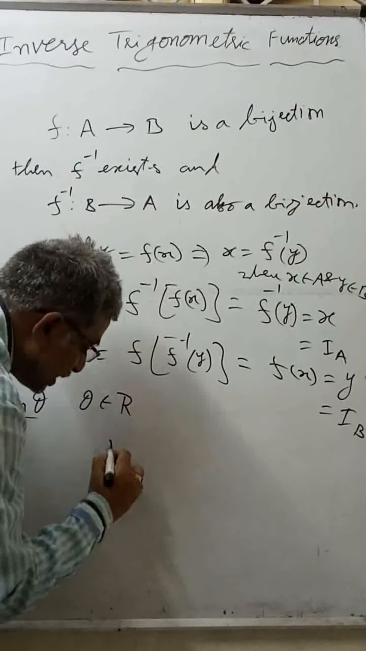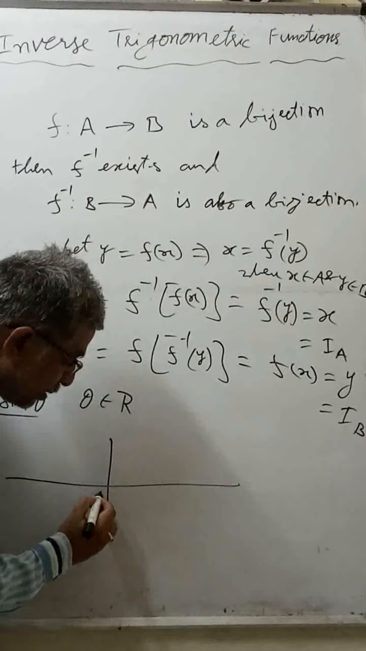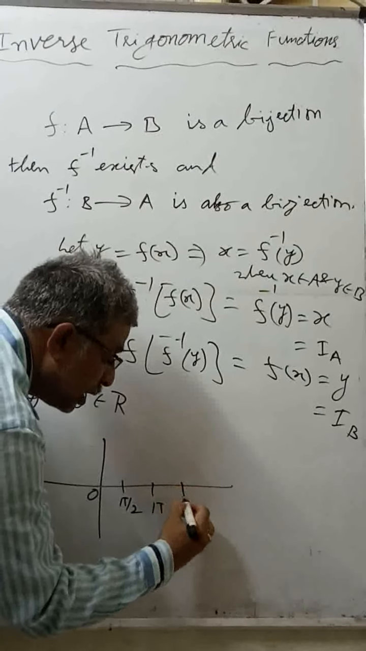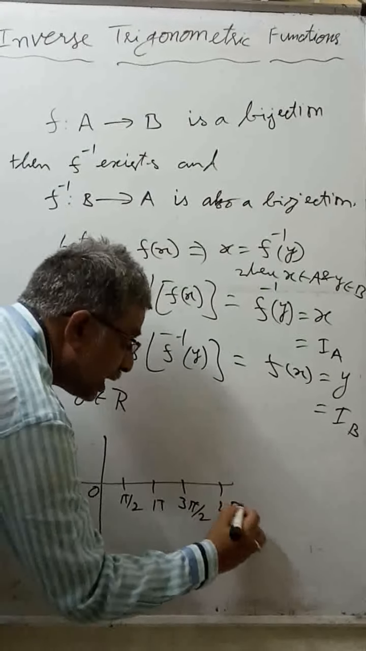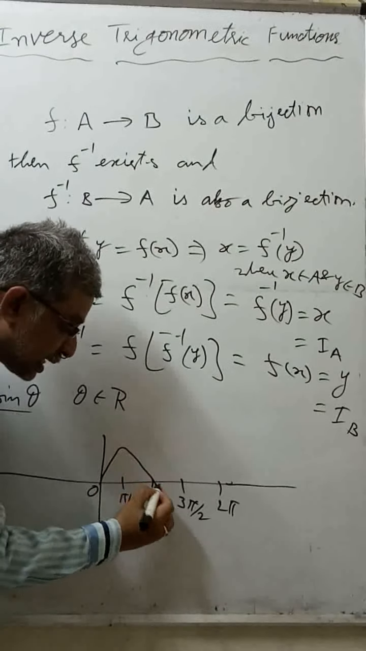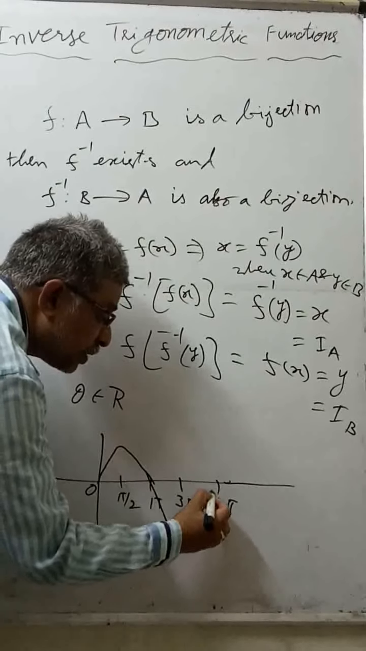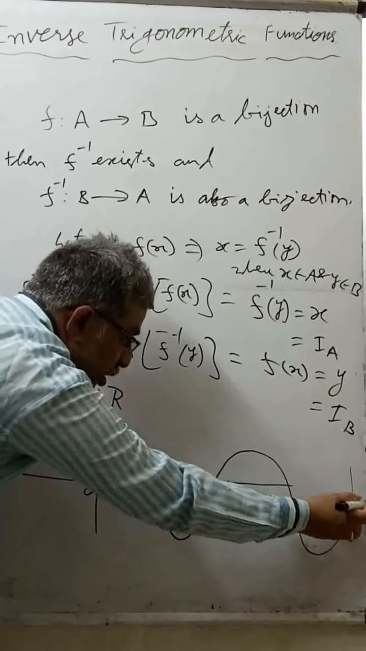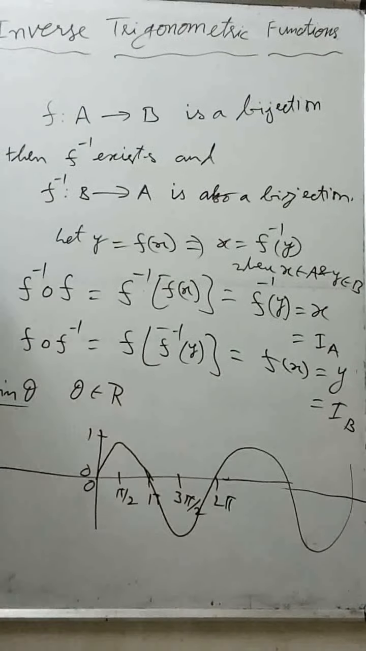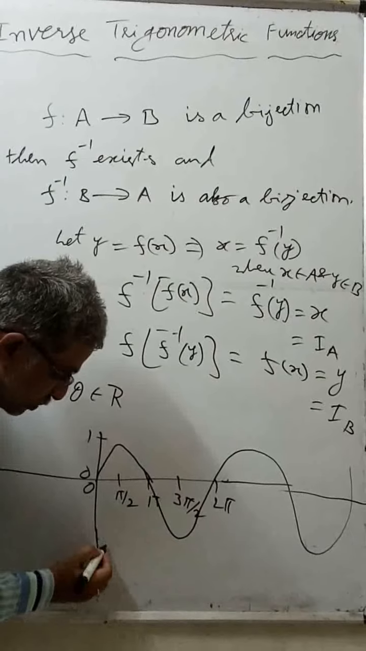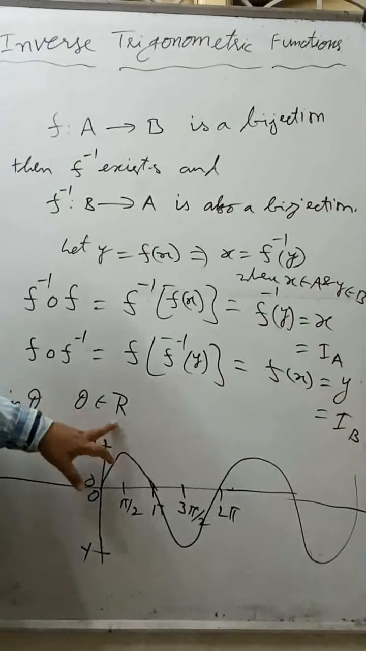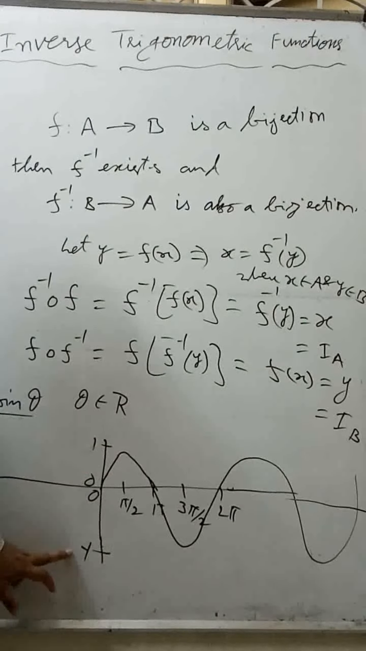Sin theta is continuous. If you draw the graph with 0, pi by 2, pi, 3 pi by 2, 2 pi: sin 0 is 0, sin pi by 2 is 1, sin pi is 0, sin 3 pi by 2 is -1. Like this you will get. This is called the sine graph, you know already. Maximum value is 1 and the minimum value is -1. So domain of sin theta is R, but the range is -1 to +1.